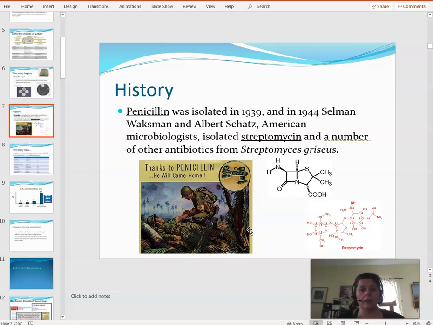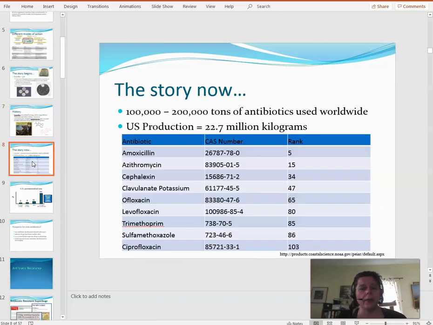This really changed how we view infection, how we could live. This was considered a super drug. At this time, too, is when we start thinking about this better living through chemistry, that everything could be solved. Science was solving all of our problems of the world. So where is the story now? Well, we produce about 100,000 to 200,000 tons of antibiotics worldwide. So there's tons of antibiotics. The U.S. produces 2.2 million kilograms a year.